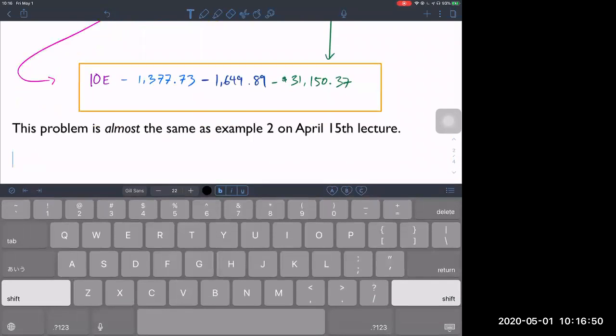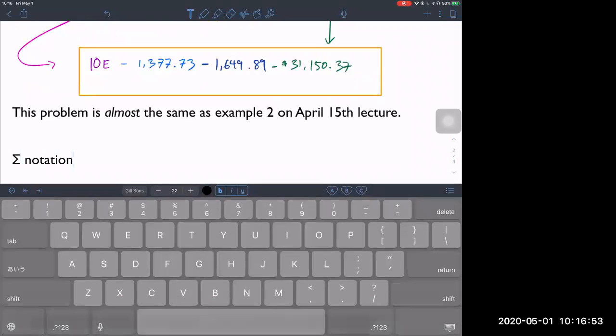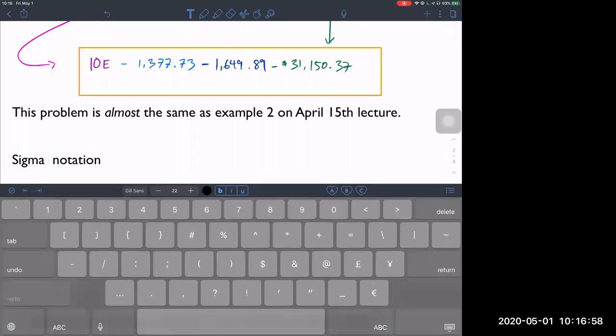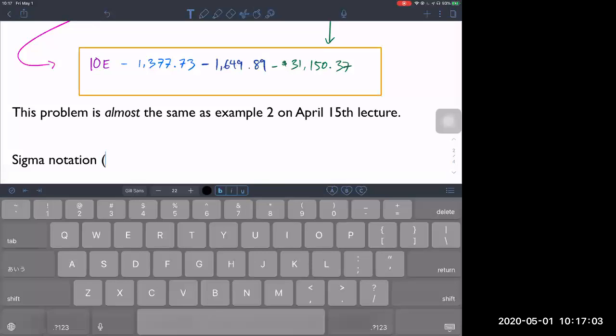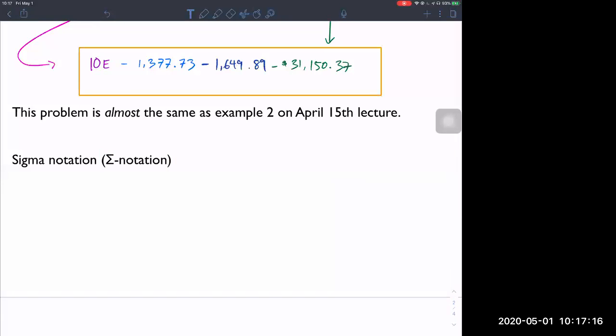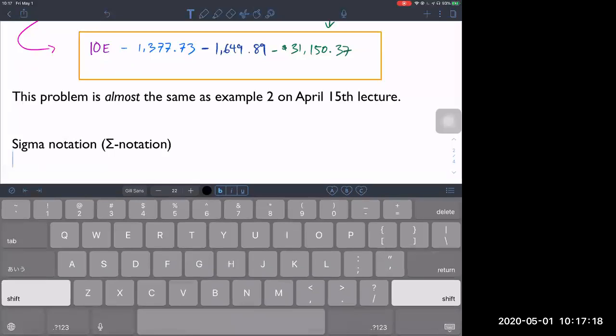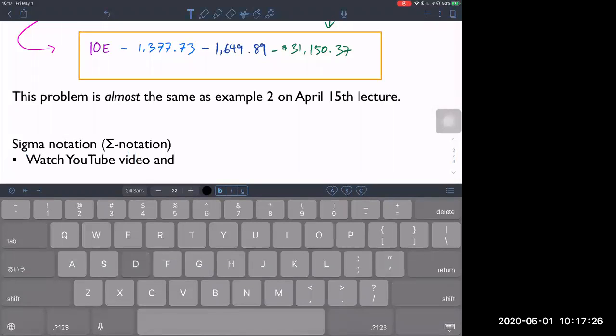So for sigma notation, I'll write that here. Sometimes you'll see it as, because the video is only 7 minutes long. It's not a lecture. It's like an actually produced video. But I'll start talking about it right now. Sigma notation, you should do 2 things. You should watch my video on YouTube and subscribe, right? Watch YouTube video and subscribe.